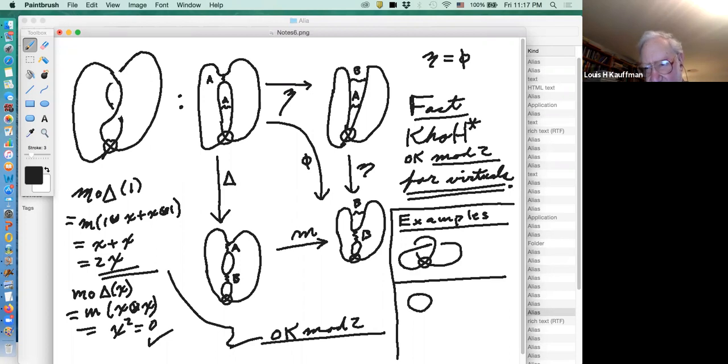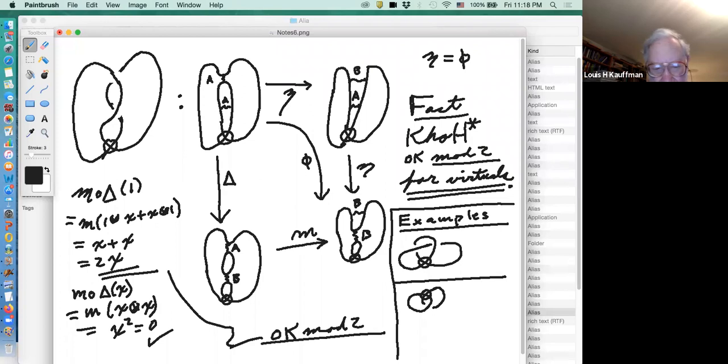Even simpler than that would be this one, where it's only got 1 crossing, and anyone can write down the Khovanov complex for that, mod 2, and see how it works. And there are a few more, because it starts out with fewer crossings. So that's a good deal.